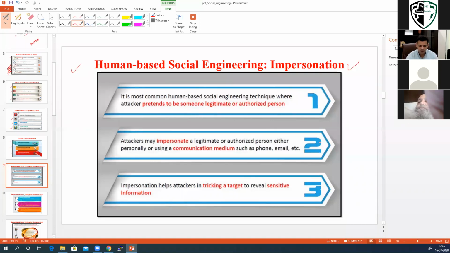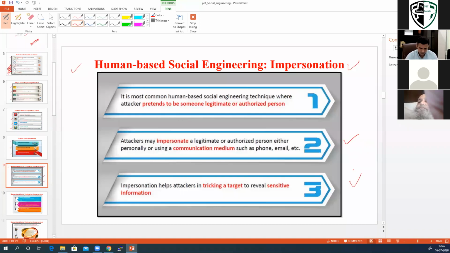Similarly, in the second one, the attacker may impersonate a legitimate or authorized person, but the communication medium can differ. He can be in front of you, or he can be behind a communication channel, such as an email or a phone. People get calls, people get emails, and at most it can also be that he has a one-to-one connection with you in person.